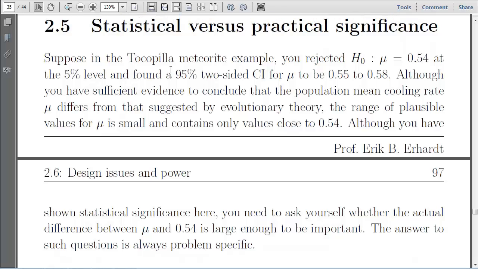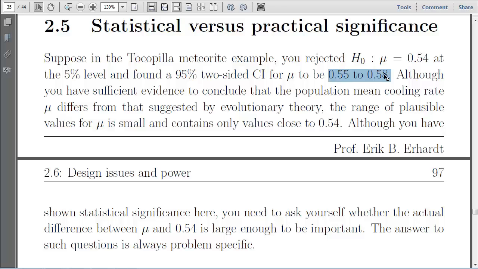There was an example that I skipped in the video about this Tocopilla meteorite, and we asked whether the true population mean was 0.54, which was in support of some cosmological model about how meteorites cool. When we calculated our confidence interval, we found it to be from 0.55 to 0.58. So it did not include the null hypothesized value. So we reject the null hypothesis that this is the correct value for the mean in favor of the alternative that in fact the mean is different from 0.54.